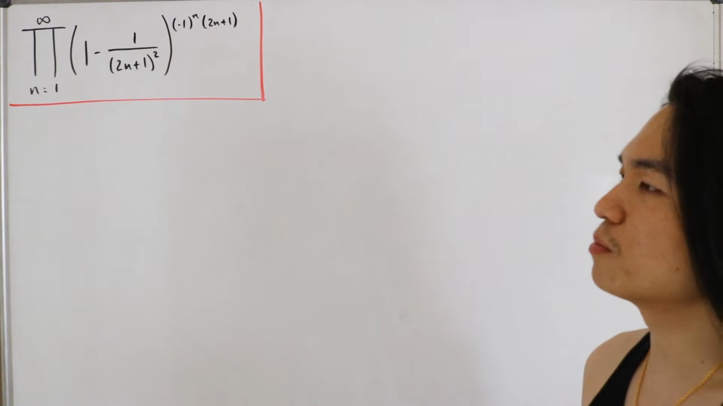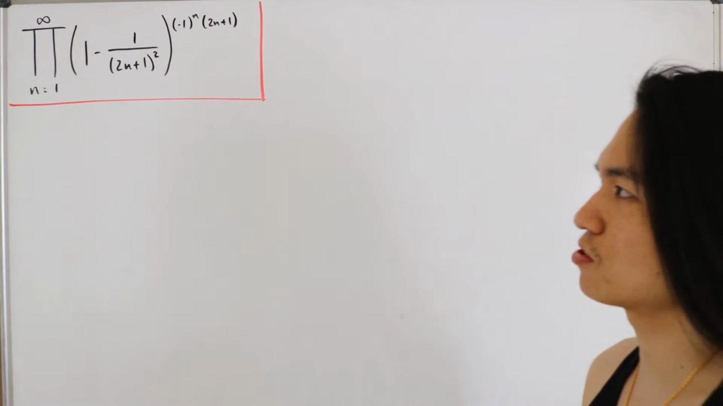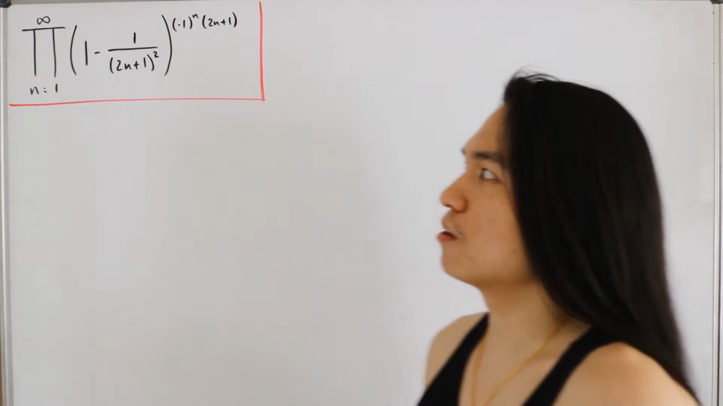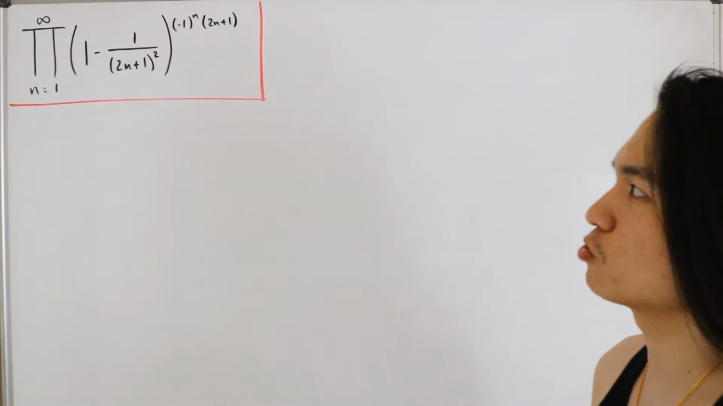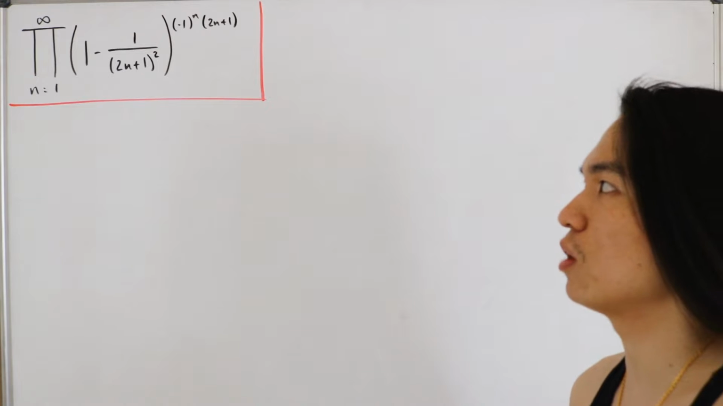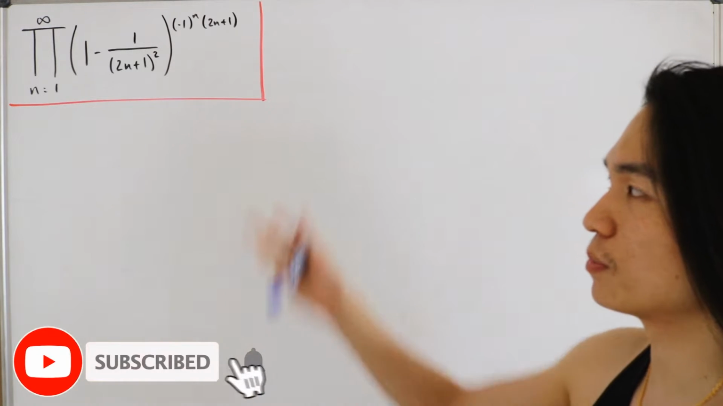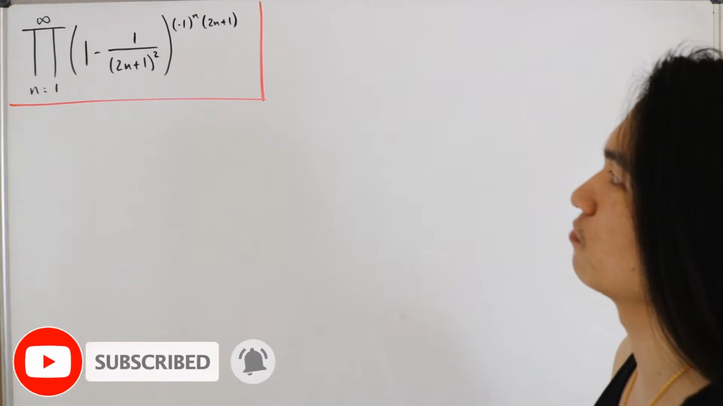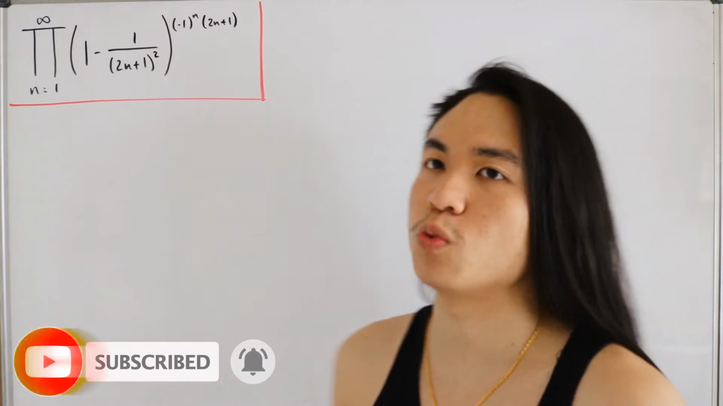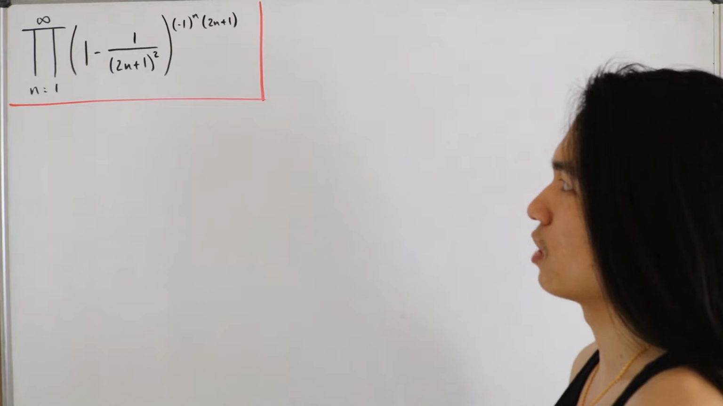So here we have an infinite product series. Our index starts from n is equal to 1 to infinity. Inside the bigger quantity we have 1 subtract 1 divided by (2n plus 1) quantity squared. And then the exponent we have is alternating, -1 to the power n multiplied by 2n plus 1. So we got a bunch of things going on.